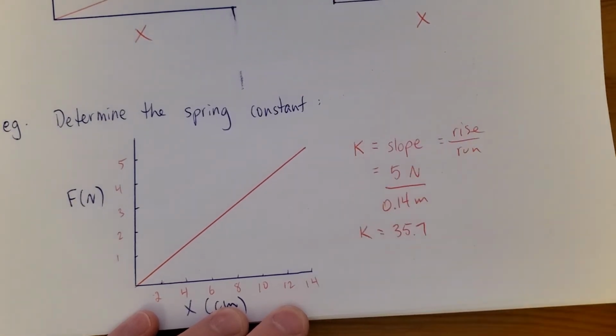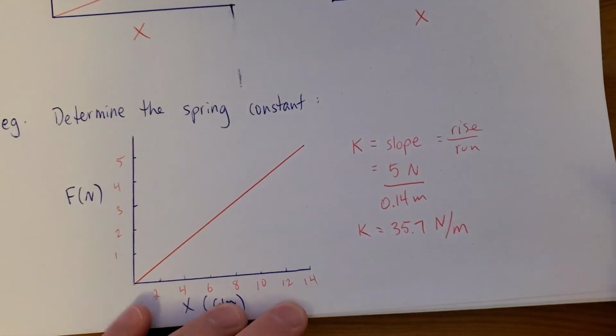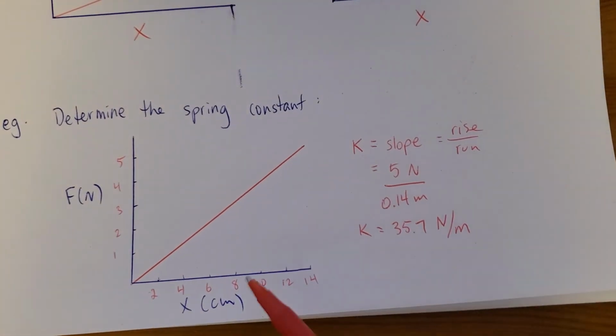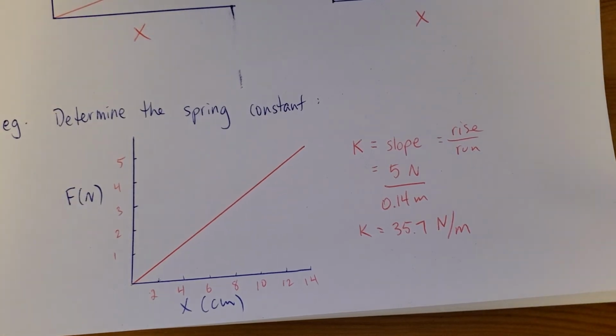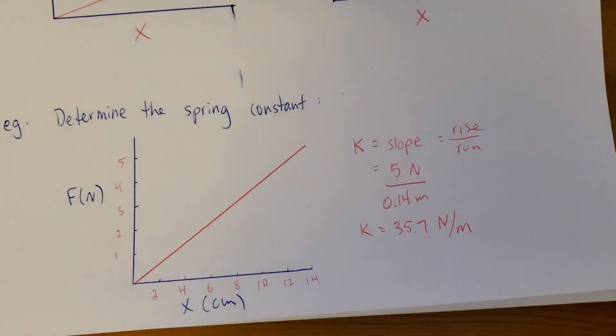The units of spring constant are typically newtons per meter. That's all. There's no special name for that. What it's saying for this spring is that it would take 35.7 newtons to stretch it by 1 meter. It's the same behavior if you're compressing a spring. Some springs are designed to do that. So it'll be 35.7 newtons required to compress it.